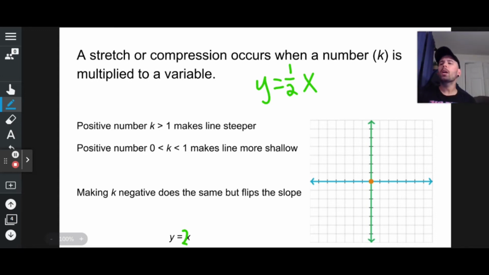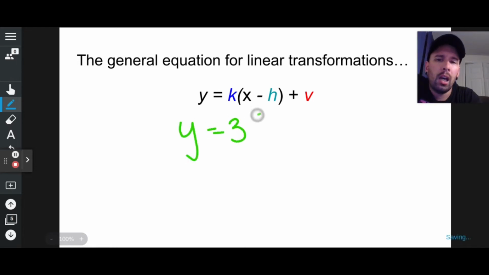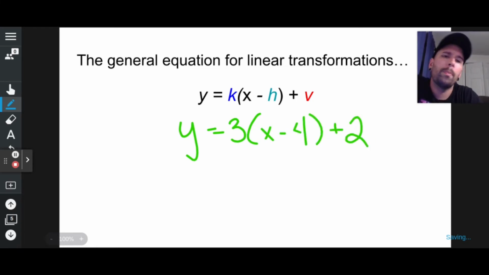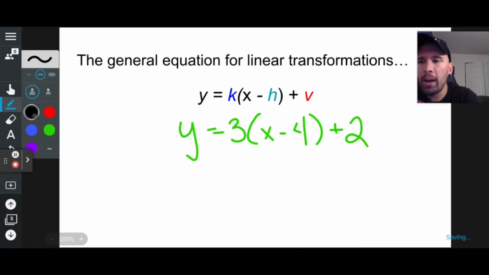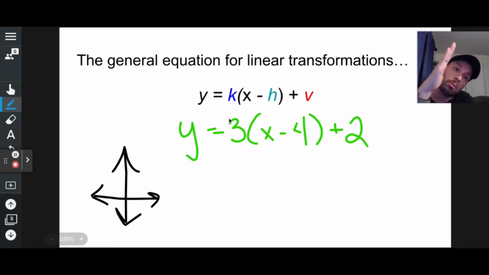All right, so if I were to put that all together into a nice little equation, like that one, I can basically look at an equation and know exactly what to do with that equation. Right? If I were to give you something like y equals 3 times (x minus 4) plus 2, right? And I'm going to draw a very rough draft, okay? I know that my slope is 3, which is pretty steep.